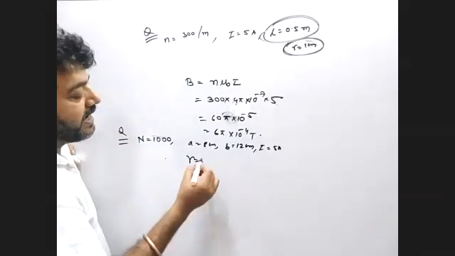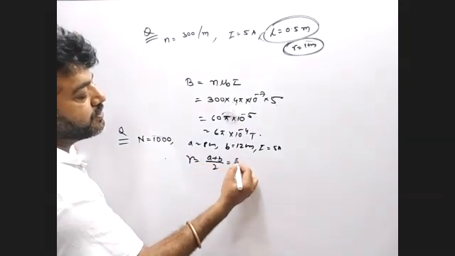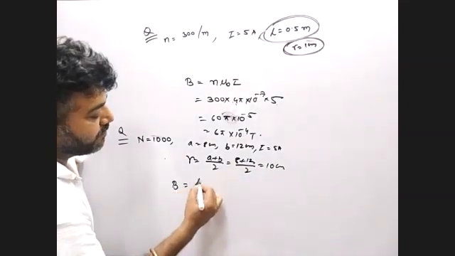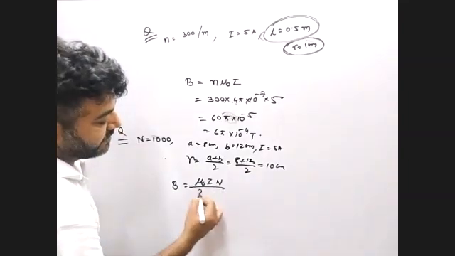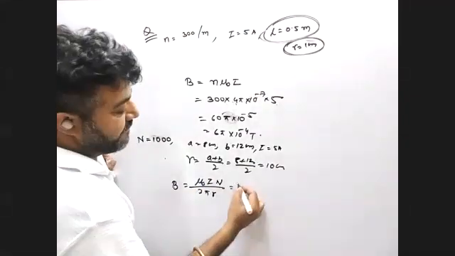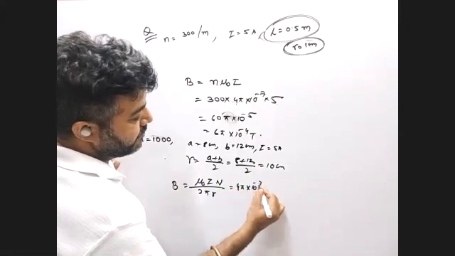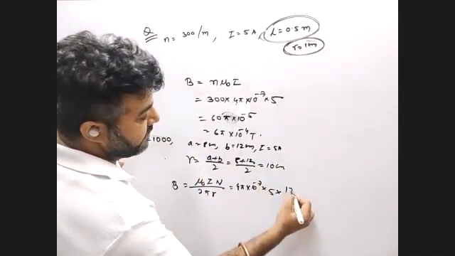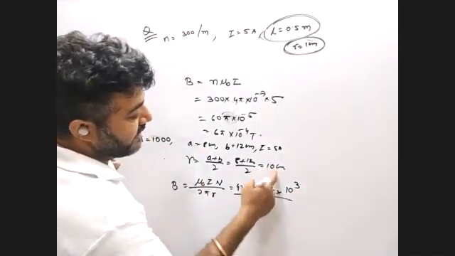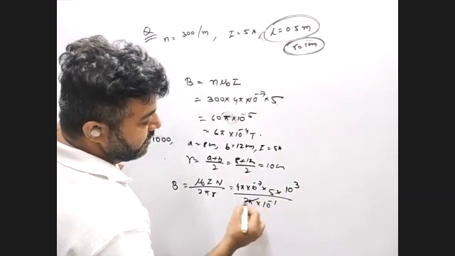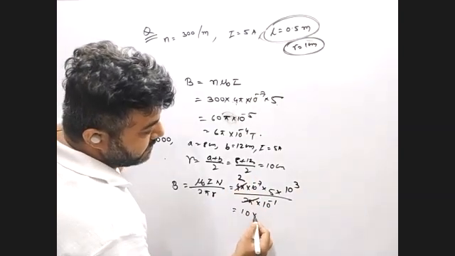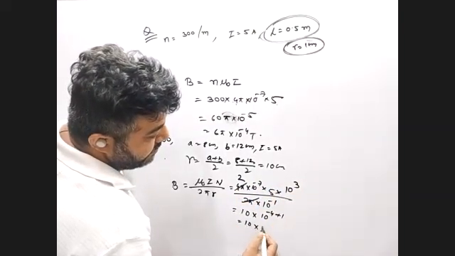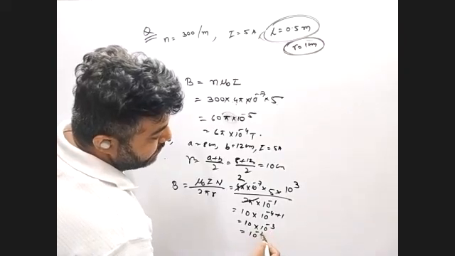So we all know R is found as (a plus b) by 2. So 8 plus 12 by 2 is 10 centimeter. The magnetic field formula is mu naught I, total number of turns, by 2 pi R. Everything is given: 4 pi 10 to the power minus 7, current 5 ampere, total number of turns 1000, 2 pi times 10 centimeter, 10 to the power minus 1. The 2 pi cancels, 5 times 5, 10 to the power minus 4 plus 1, so 10 into 10 to the power minus 3, that is 10 to the power minus 2 Tesla.